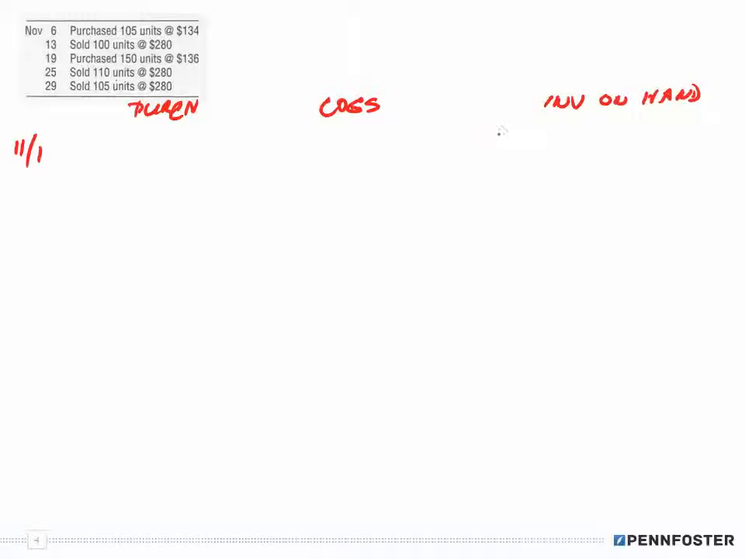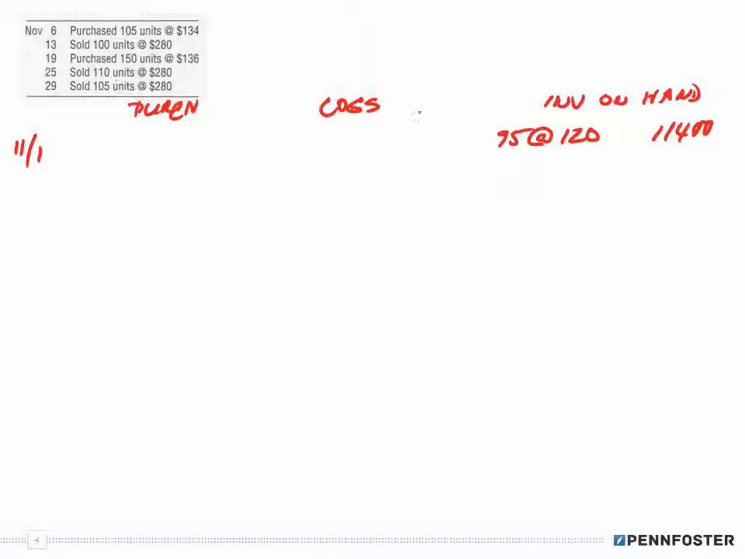Okay, and so I have 95. My total value is 11,400. So 95 divided into 11,400 is $120 each.